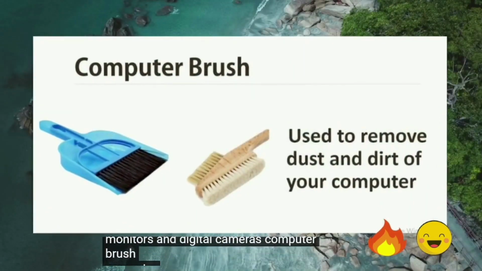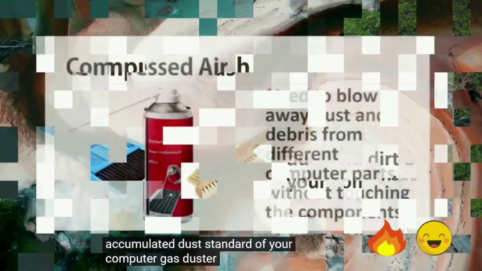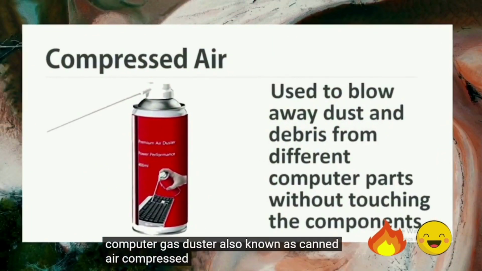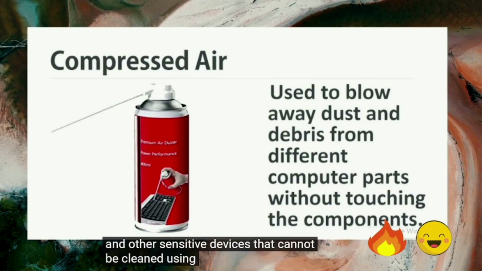Computer brush. A computer brush is used to remove accumulated dust from inside your computer. Gas duster, also known as canned air or compressed air, is a product used for cleaning or dusting electronic equipment and other sensitive devices that cannot be cleaned using water.